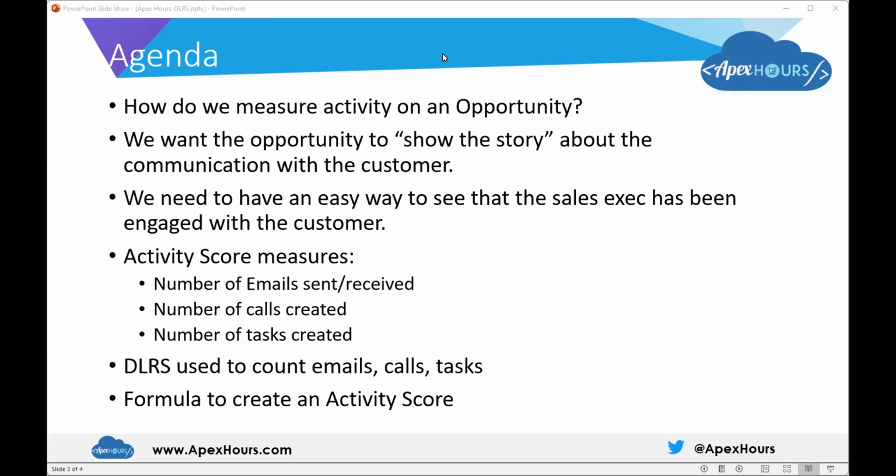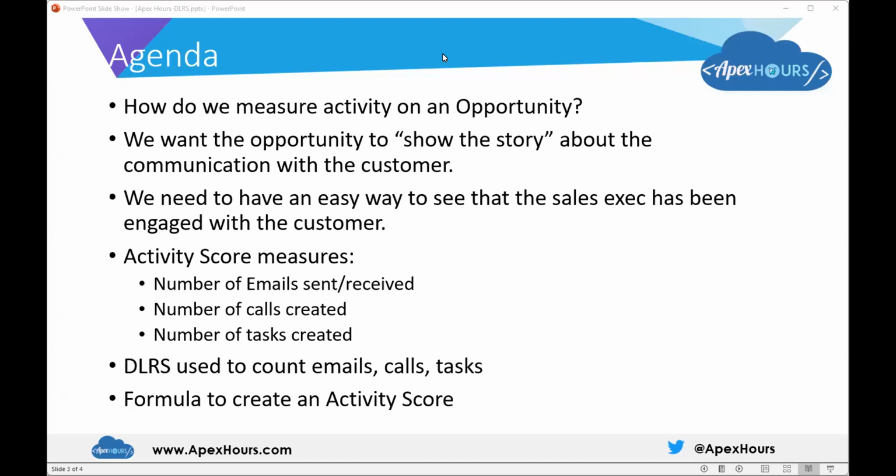We should be able to do that approval at 3 o'clock in the morning and not have to call the exec to say, hey, why did you offer them such a steep discount? The whole story should be recorded on that opportunity. So that's what we're trying to encourage. So we're going to create an activity score, and it's pretty simple, but it's the principle and how we use DLRS that's the important part here.